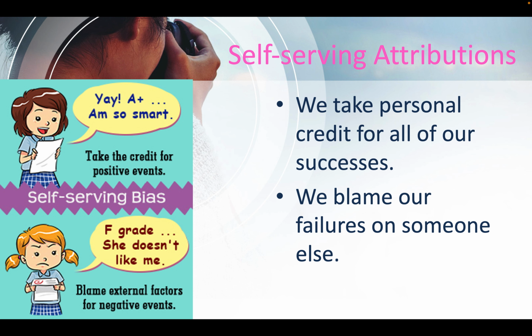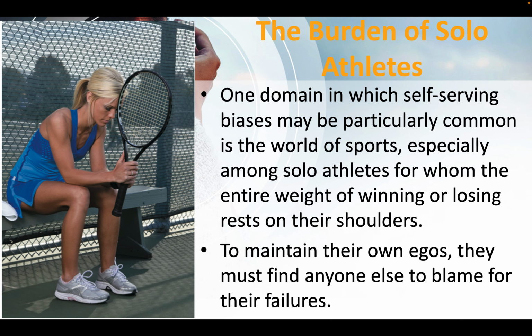We take personal credit for all of our successes. We blame our failures on someone else. One domain in which self-serving bias may be particularly common is the world of sports, especially among solo athletes for whom the entire weight of winning or losing rests on their shoulders. To maintain their own egos, they must find anyone else to blame for their failures.